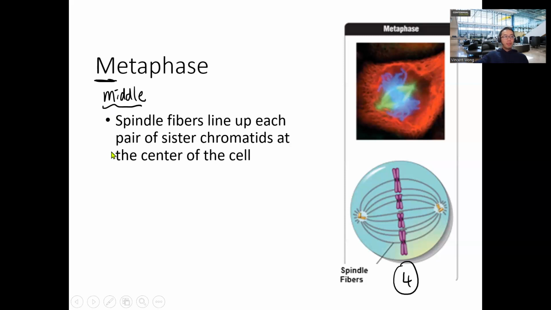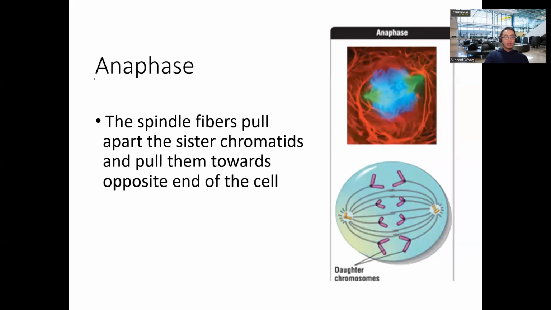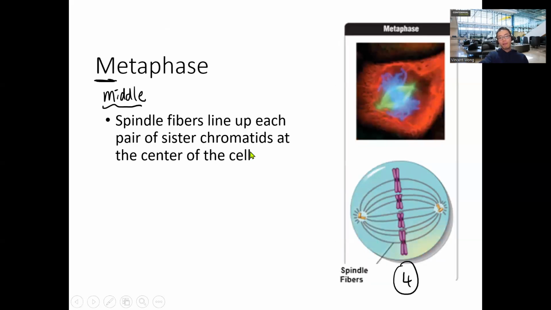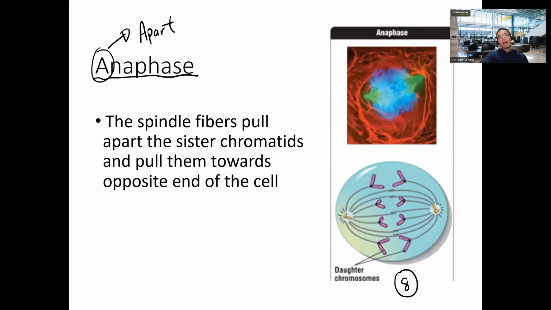After you line them all up in the middle, the next thing to do is anaphase. A for apart. You're going to be pulling the sister chromatids apart. So how many chromosomes do we have in this picture? Well, now that they are no longer stuck together, we would count them separately. So 1, 2, 3, 4, 5, 6, 7, 8, right? So if you have 4 chromosomes in metaphase, you will now have 8 in anaphase.